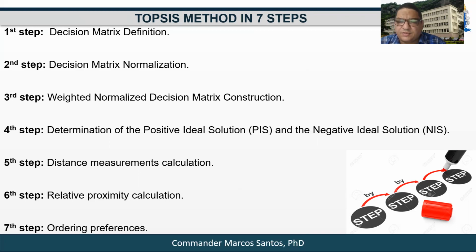First, decision matrix definition. We always need a decision matrix to start the problem at the beginning. Second step, decision matrix normalization. Third step, weighted normalized decision matrix construction. The next step, determination of the positive ideal solution and the negative ideal solution.